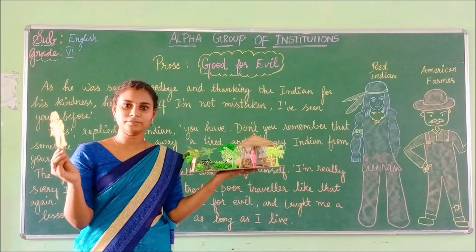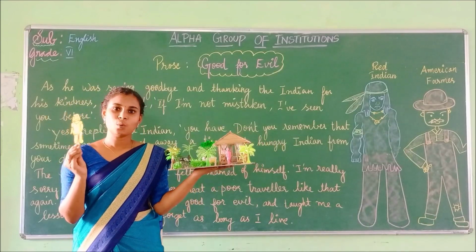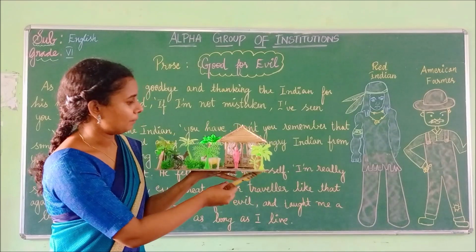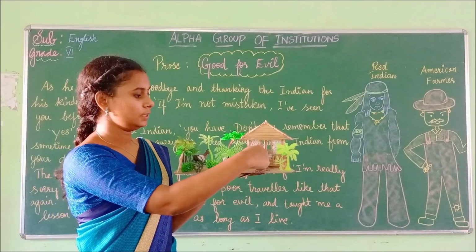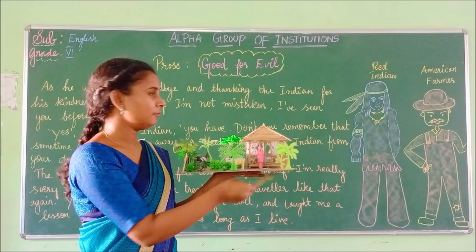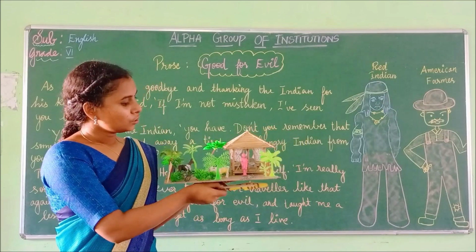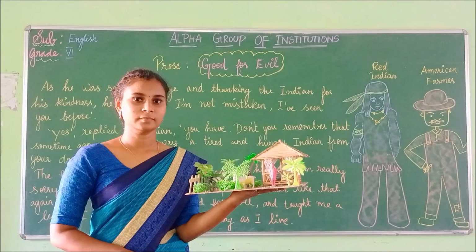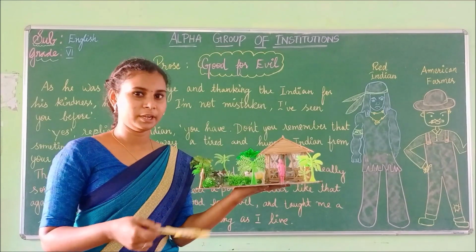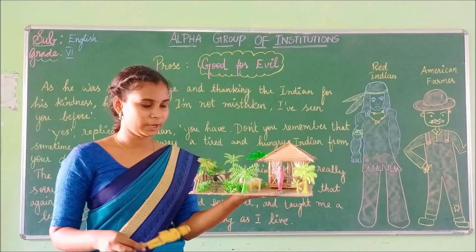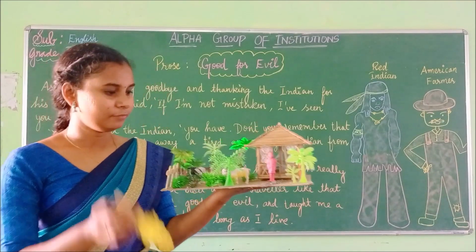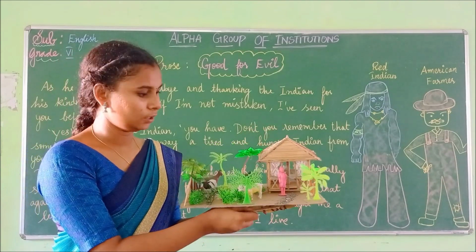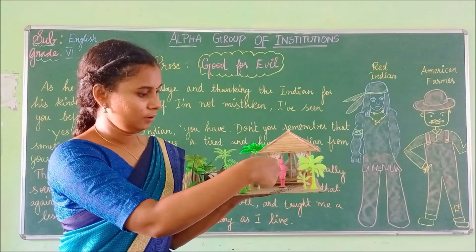So we have this Red Indian, okay? Here we have the American farmer. Can you see this? This is the American farmer and we have the Red Indian. I'll tell you the story again with this. Okay children, we have a short recap of what we have seen so far. So here we have the Red Indian and an American farmer who is standing here. He is standing in front of his farmhouse.